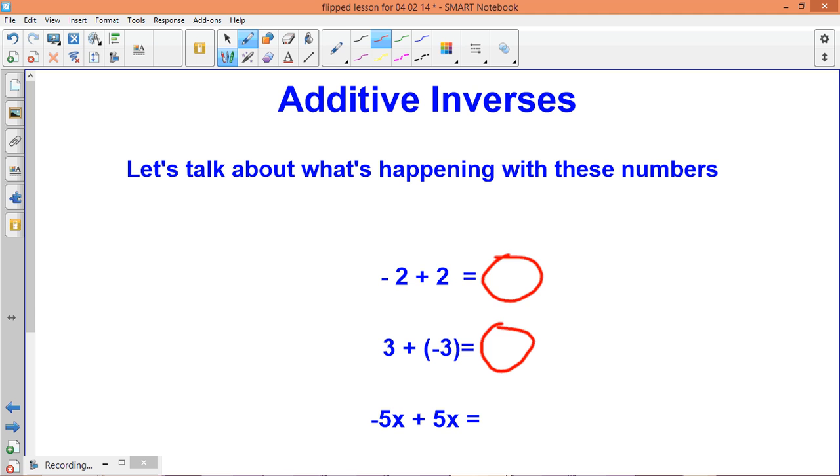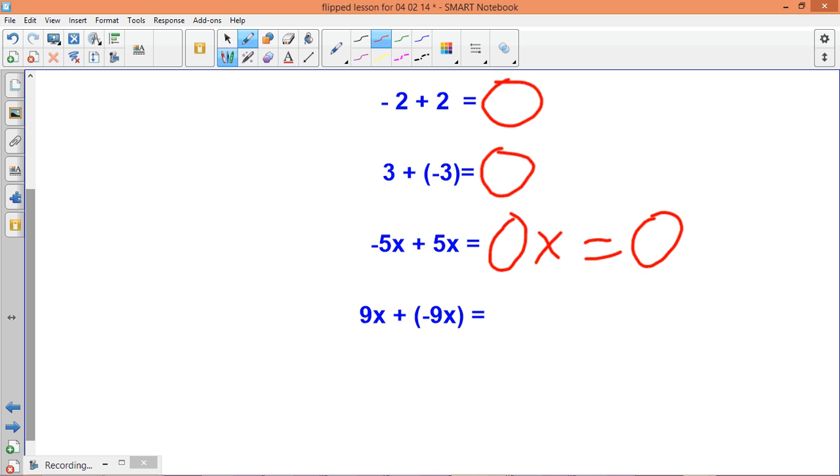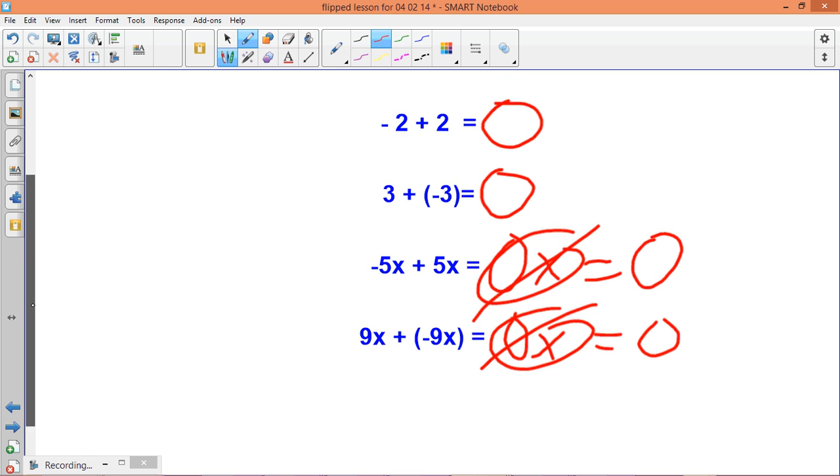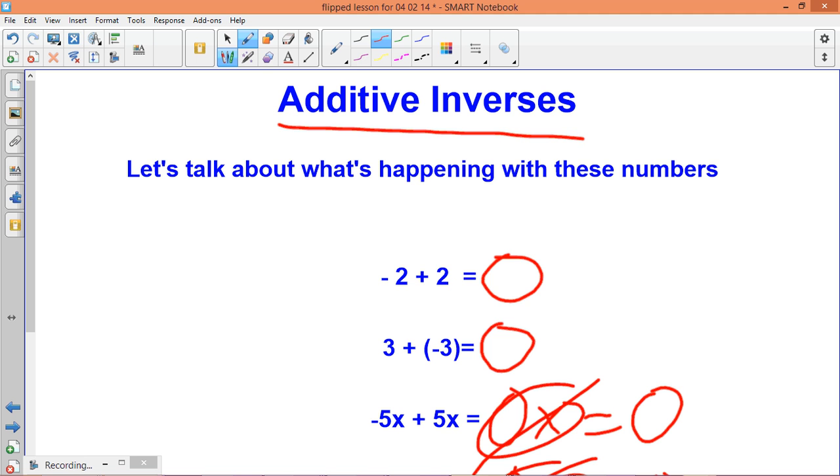Okay, clearly we understand that the answer is 0, but really, please don't give me 0x. That is the same thing as 0. And so with 9 plus -9x, again, it's just 0. All of these are what we call additive inverses, meaning two numbers or two terms that add up together to give you 0. That is the gist of using the elimination method to solve systems of linear equations. You're always trying to find additive inverses. Let's see what that looks like.